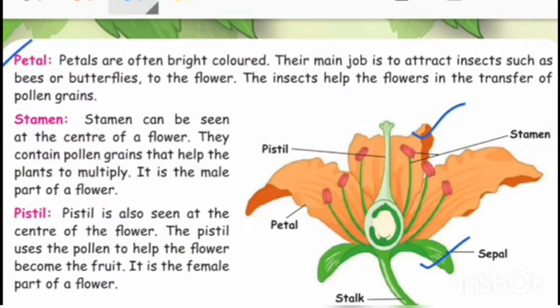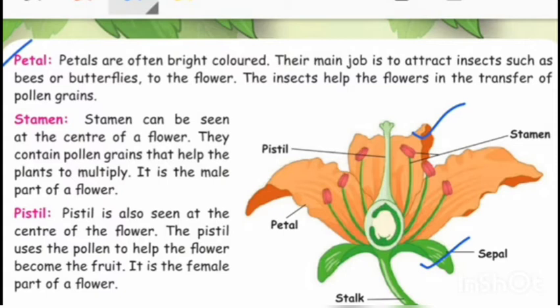Stamen. Stamen can be seen at the center of a flower. They contain pollen grains that help the plants to multiply. It is the male part of a flower. Stamen is a male part of a flower.